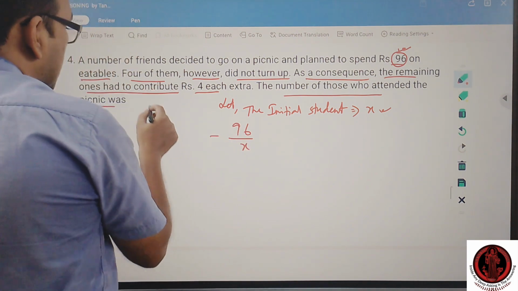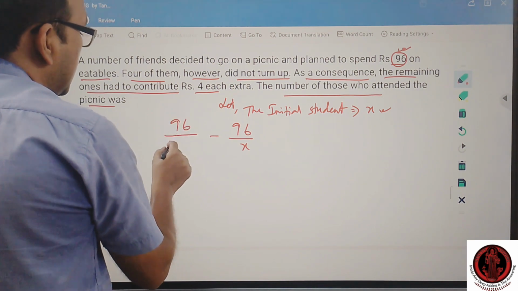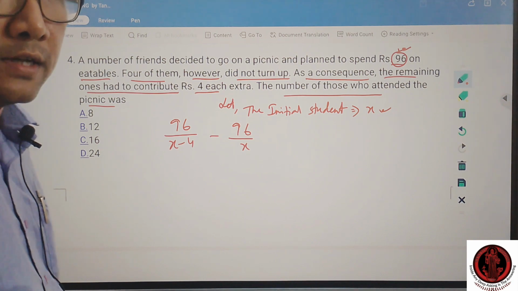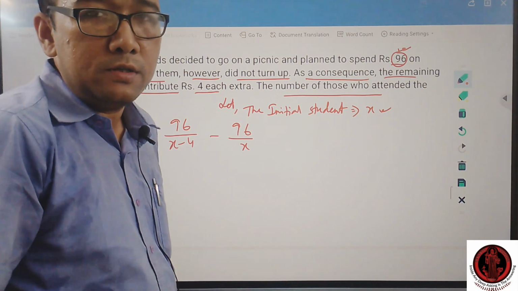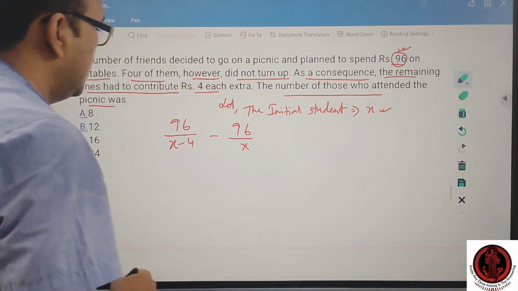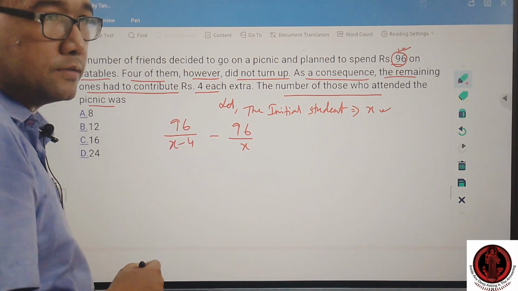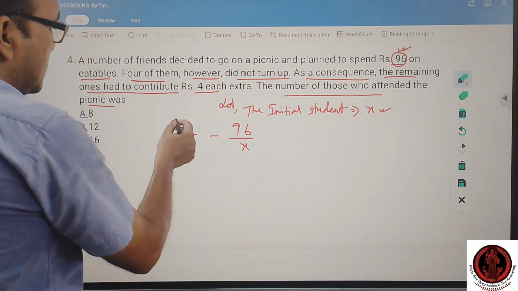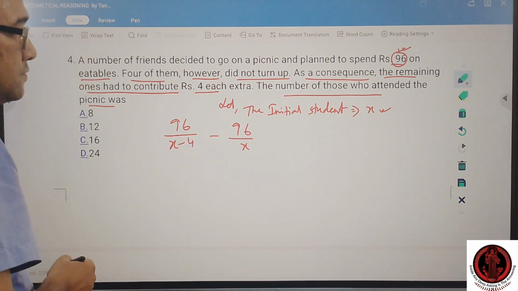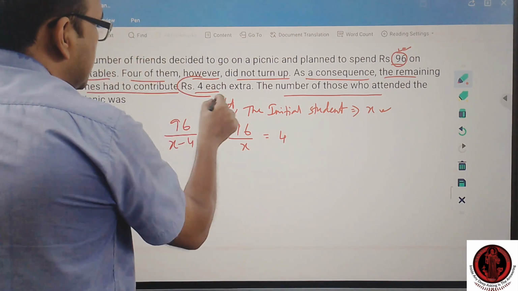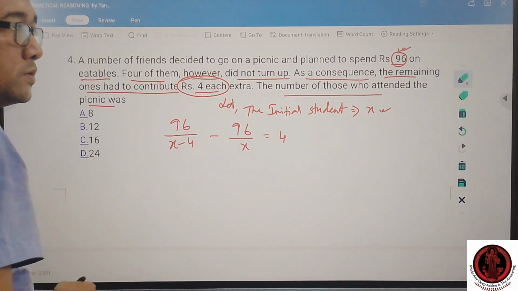Now 4 of them did not turn up. So actually x minus 4 students are there because 4 students did not go to the picnic. Now the expenditure is 96. Now the per head cost is how much? 96 by x minus 4. Now the difference is how much? 4. That is 4 rupees extra given in the problem. So this is the equation actually.